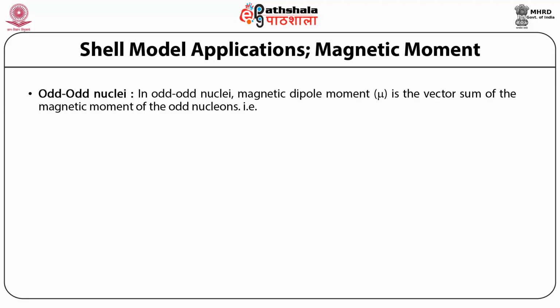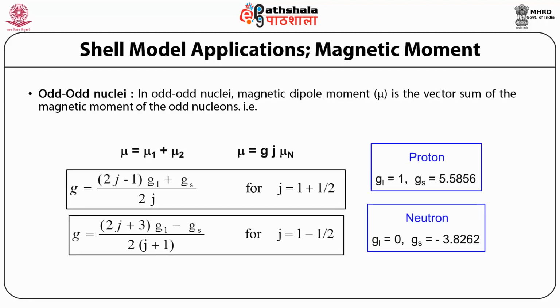So, we still continue with our discussion about the application of shell model in predicting the magnetic moment of nuclei. Now, in this slide, we are going to discuss the case of odd-odd nuclei. Odd-odd nuclei means nuclei where the Z number is odd and N number is odd. For example, nitrogen 14. Nitrogen 14 has 7 protons and 7 neutrons. In odd-odd nuclei, magnetic dipole moment is the vector sum of magnetic moment of the odd nucleons. That is, mu is equal to mu 1 plus mu 2, where mu is equal to Gj into mu n.